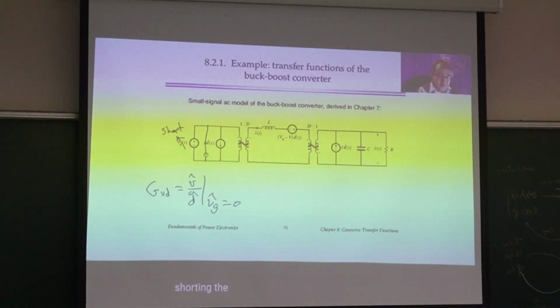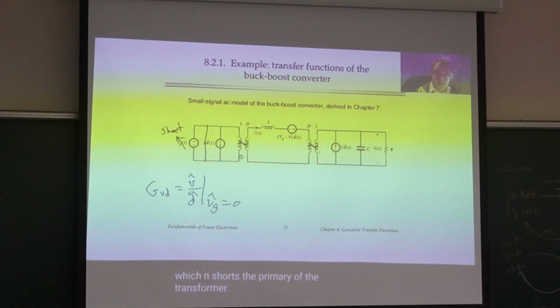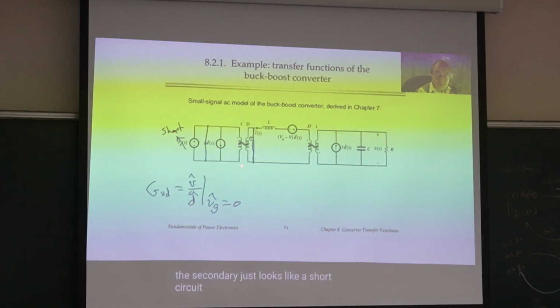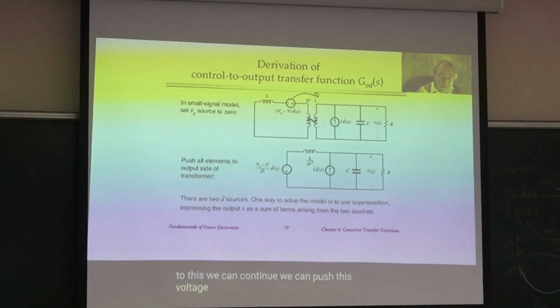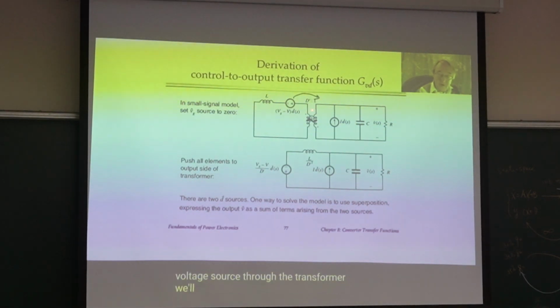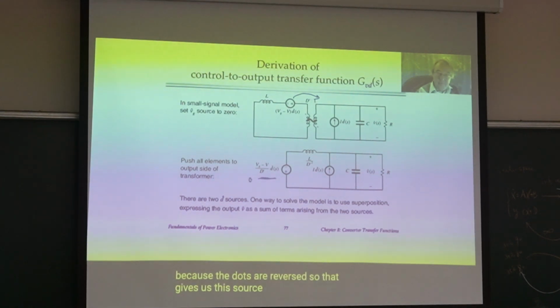Short circuit. Shorting the source shorts out the current source on the input side as well, and shorts the primary of the transformer. So effectively the secondary side is like a short circuit. So then the circuit reduces down to this. We can continue and push this voltage source through the transformer. We'll have to divide this voltage by the turns ratio to refer to the second side, and reverse the polarity because the dots are reversed. Then we have this one. That gives us this source.